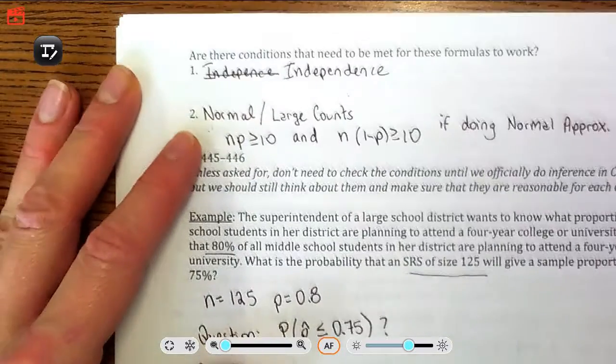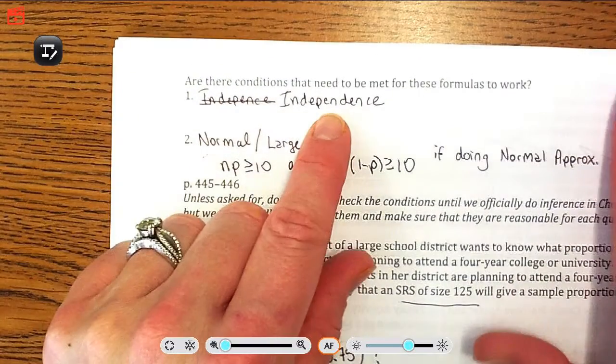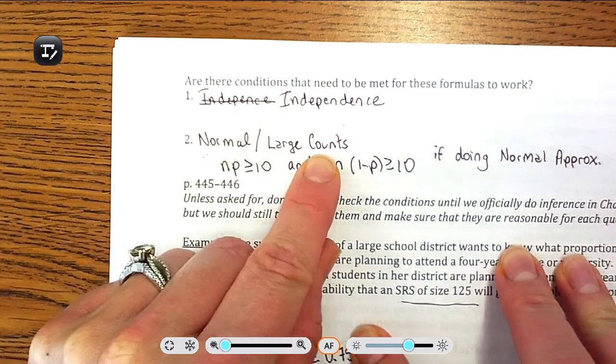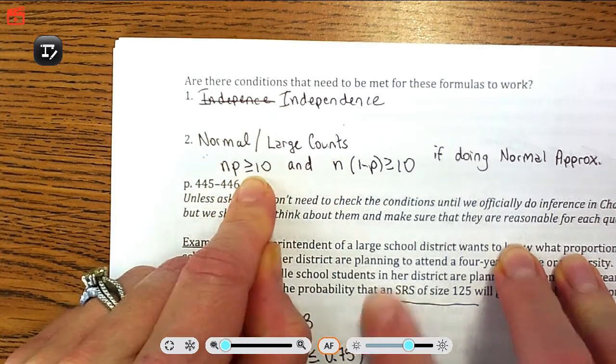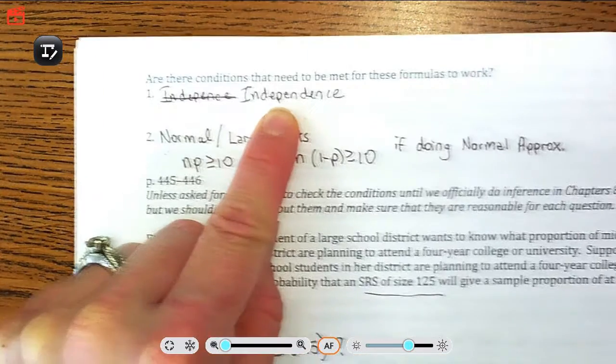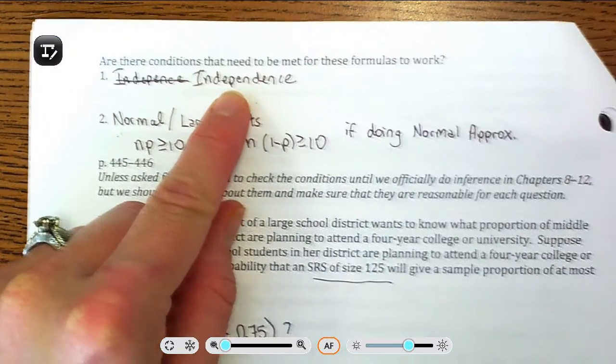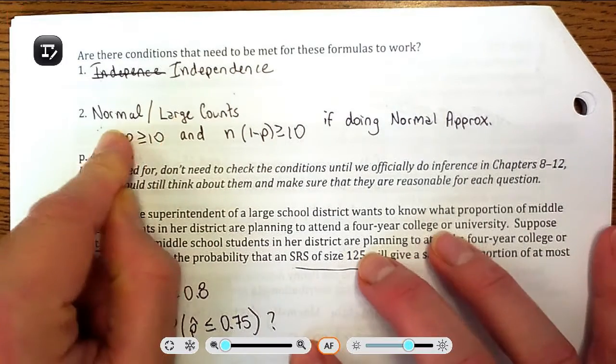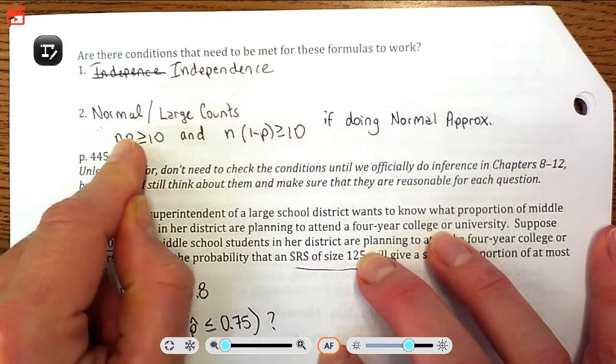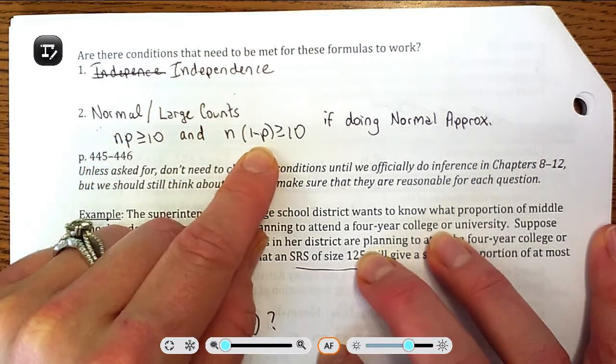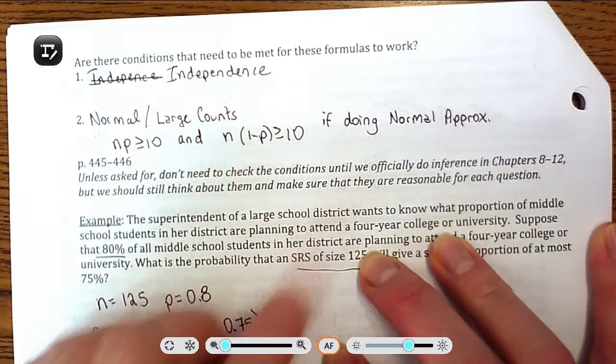Are there conditions that need to be met for these formulas to work? Independence needs to be met and large counts, or normal large counts. So independence happens from the context or from less than 10% if you're sampling without replacement from a finite population. And the normal large counts is met if you can meet both of these, okay? All right.